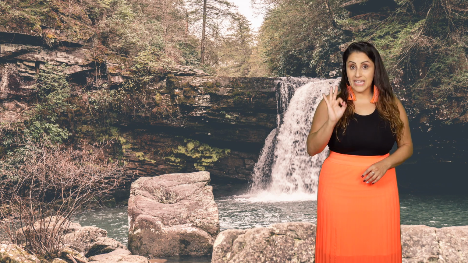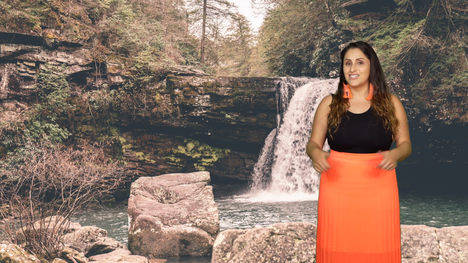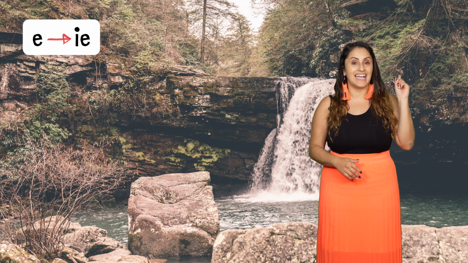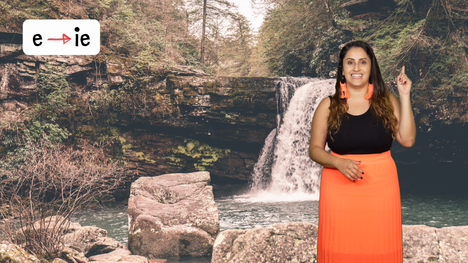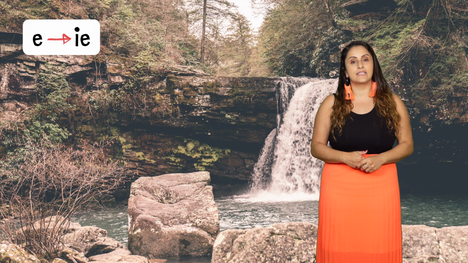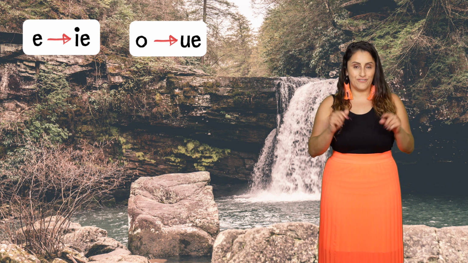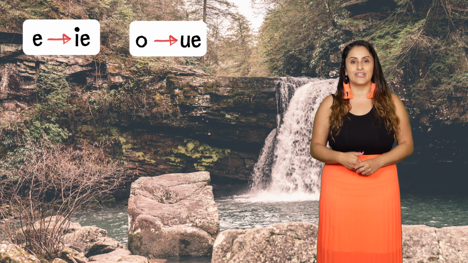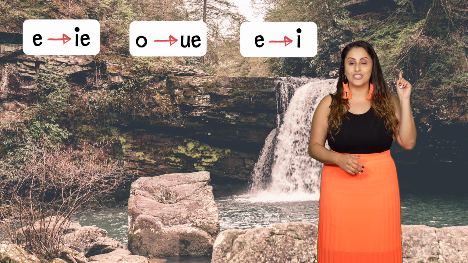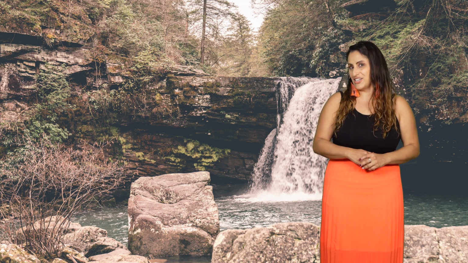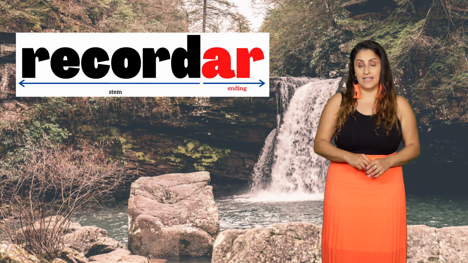There are 3 types of stem changing verbs. During our last lesson, we covered stem changing verbs E to IE, and you can find that lesson right here. Today, we're focusing on O to UE stem changing verbs. And if you want to continue learning, you can find the E to I stem changing verbs lesson right here. So let's look at the verb recordar.